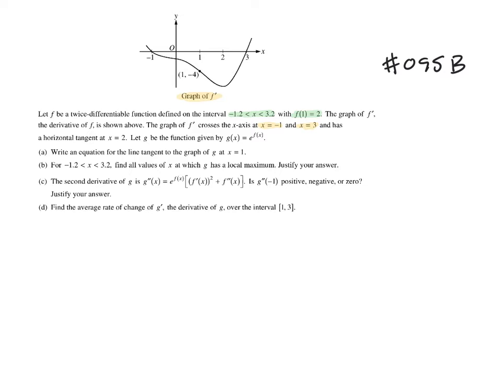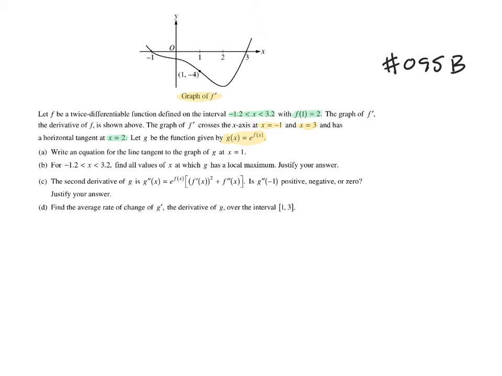Now, right away, that tells me that I've got critical points for the function f at those two places because the derivative is 0. F prime has a horizontal tangent at x equals 2. That's good to know. And g is the function defined by g of x equals e to the f of x. So f of x is the exponent there. All right, let's see what they want us to do here.